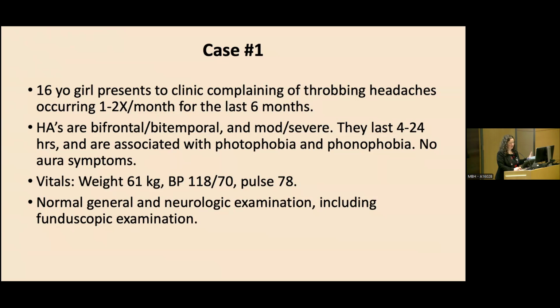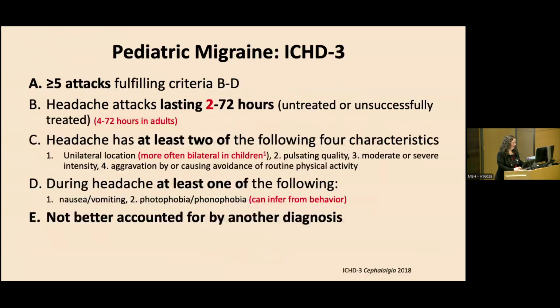She's got a normal neurologic exam and general examination, including, importantly, fundoscopic exam. So what would you make for her diagnosis? She's had at least 5 attacks. This requirement is true whether you're 4 years old or 44 years old. You have to have had at least 5 lifetime attacks. And she's been having them once or twice a month for the last 6 months.